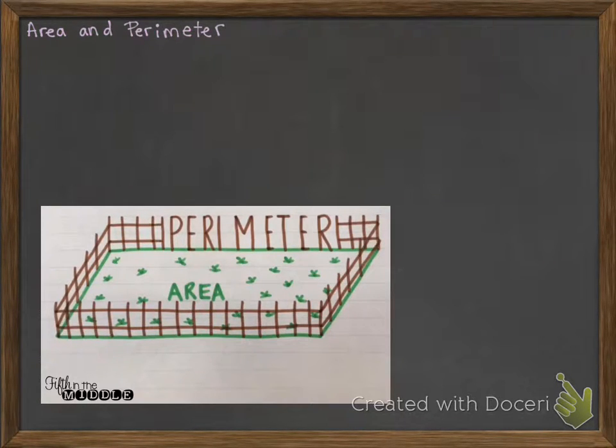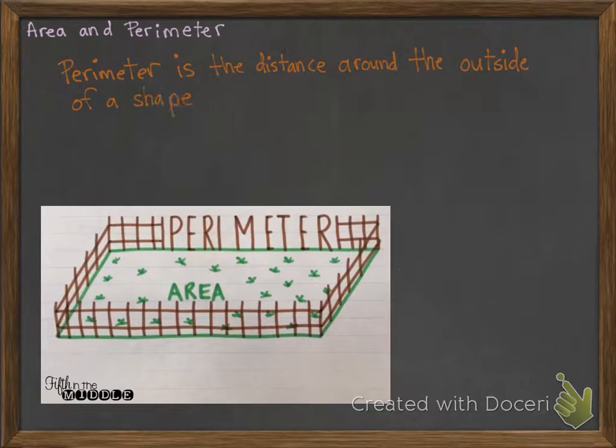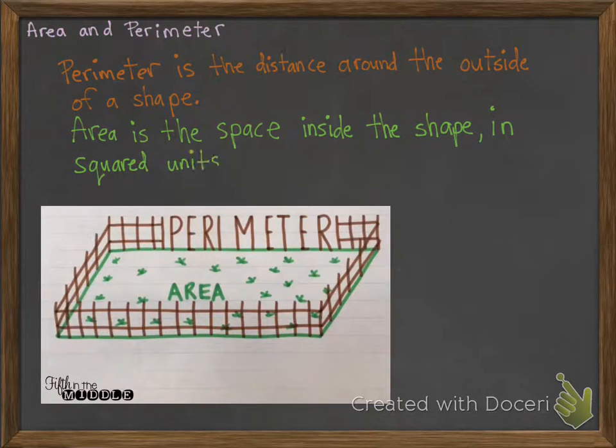Finding the perimeter and area of shapes. Remember that the perimeter is the distance around the outside of the shape. So what we have to do is find the total of all of the sides of the shape. The area is the space inside of the shape. There's usually a formula to find the area depending on which shape you're looking at.